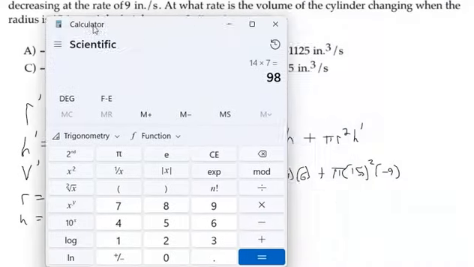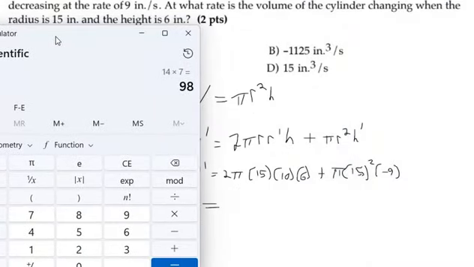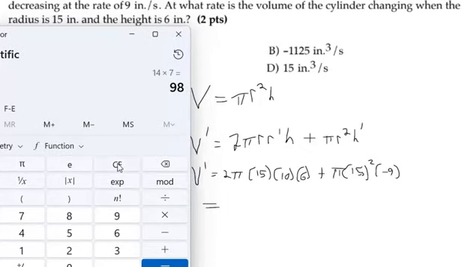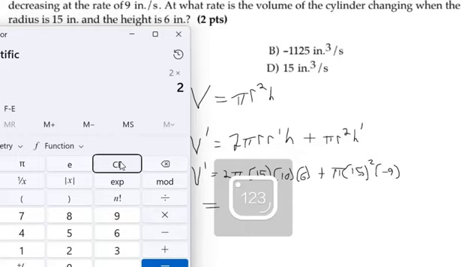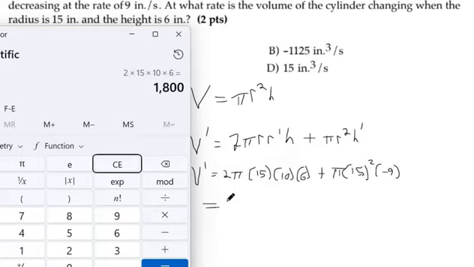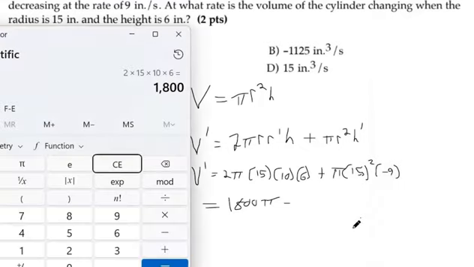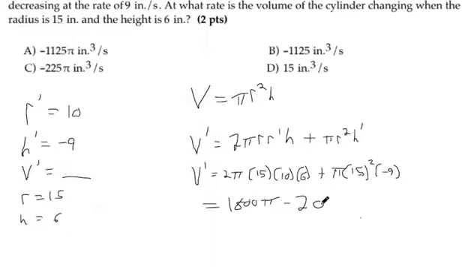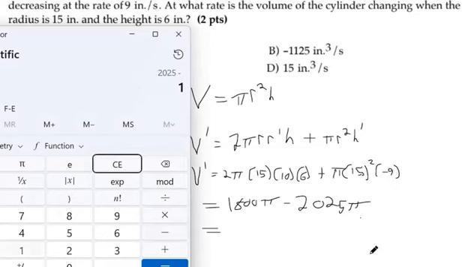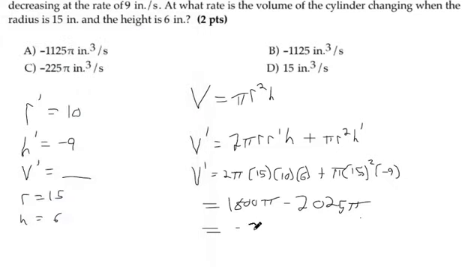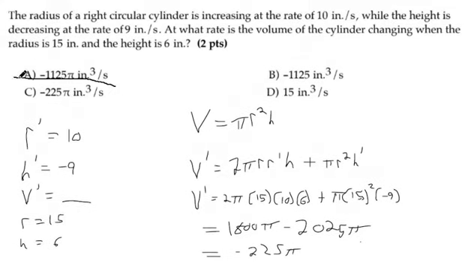And the left term, multiply those constants. So 1,800 pi. And then this is going to be a negative because we're multiplying by a -9. So that's 15 times 15 times 9. That's 2025 pi. And if you subtract those, it's going to be negative. So -225 pi. And then the units are inches cubed per second because this is volume.